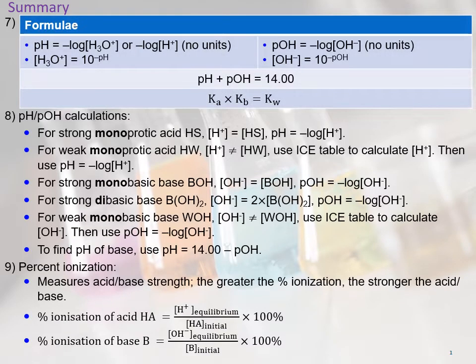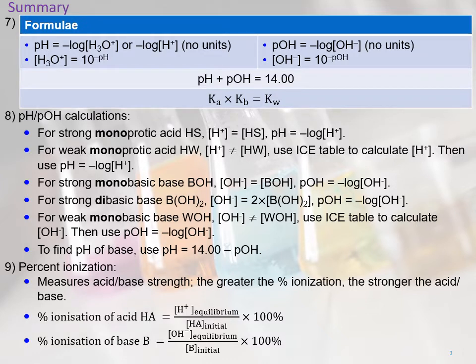The pH of a solution is the negative of the logarithm to base 10 of the hydronium ion concentration, or the hydrogen ion concentration. The hydronium ion concentration, or hydrogen ion concentration, is equal to 10 to the power of negative pH. The pOH of a solution is the negative of the logarithm to base 10 of the hydroxide ion concentration. Hydroxide ion concentration is equal to 10 to the power of negative pOH.